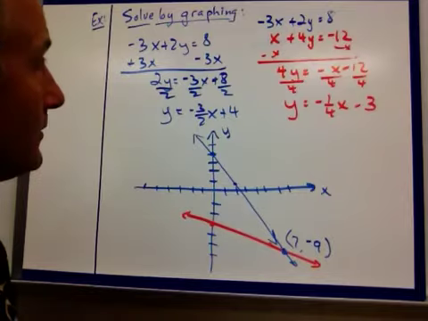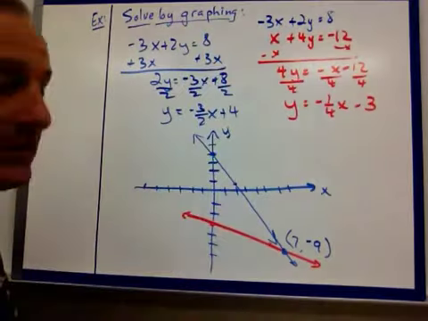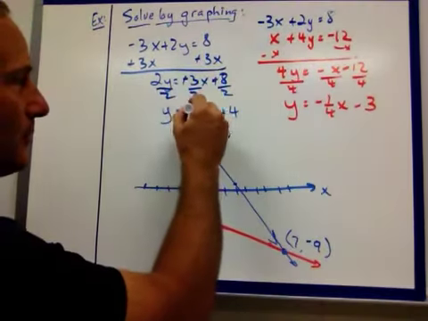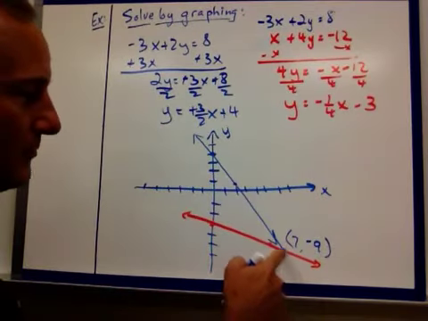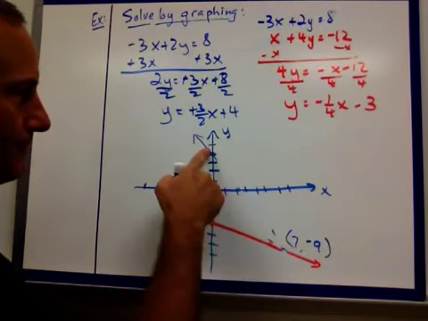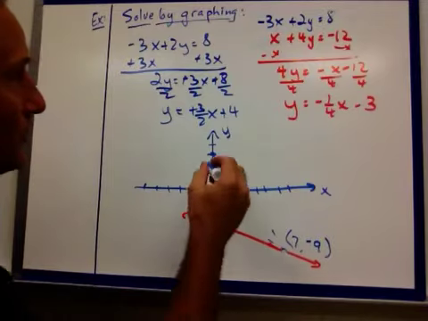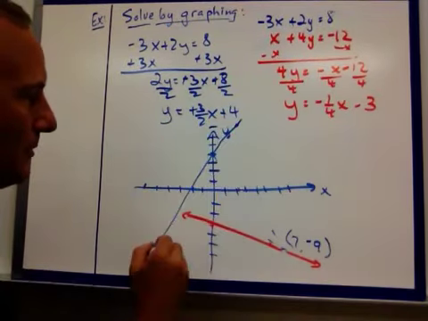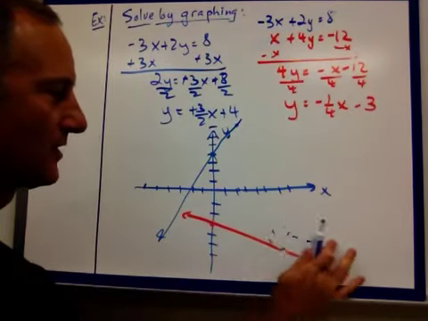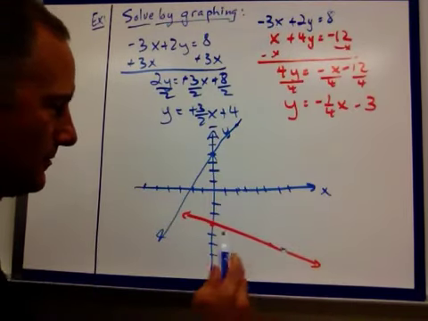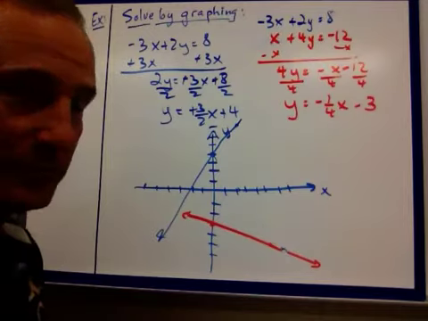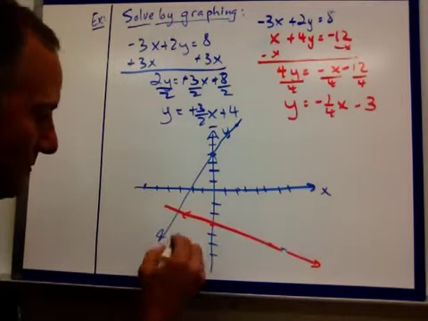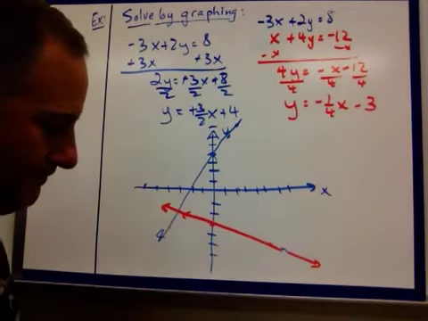Oh, that's what I did right here. And nobody said anything either, and I made a big mistake there. Come on, guys, speak up. I graphed that one wrong. So we want to go up 3 and over 2. So now our intersection's over here. I can't believe you guys just let me sit there and make that mistake.